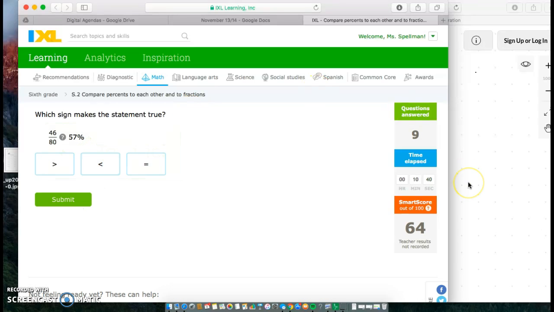Great. I hope that's helpful. You're just going to continue that same exact strategy. Divide your numerator by your denominator to create a decimal, and then from a decimal, get your percentage, and then you can easily compare them. Good luck.